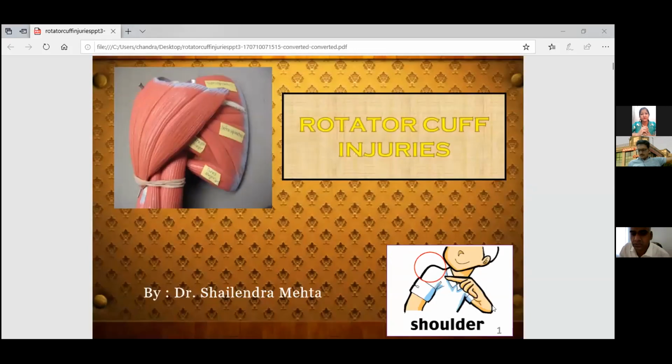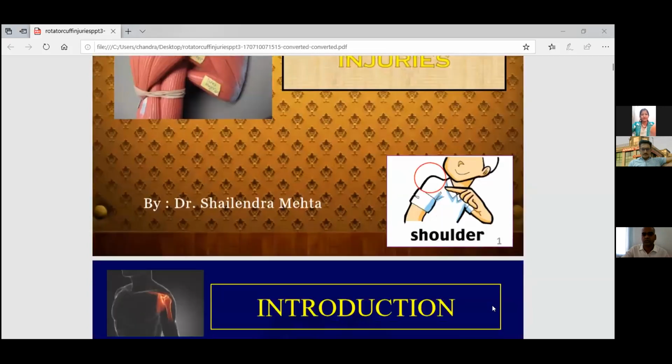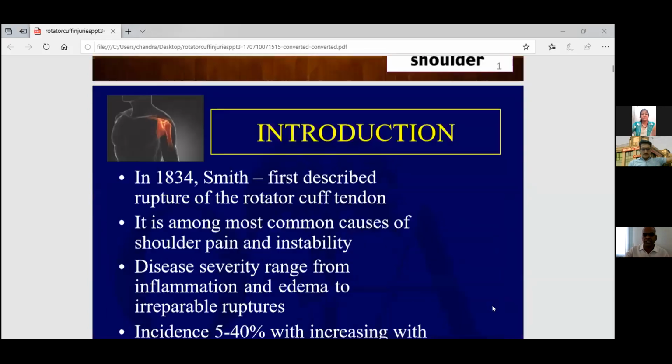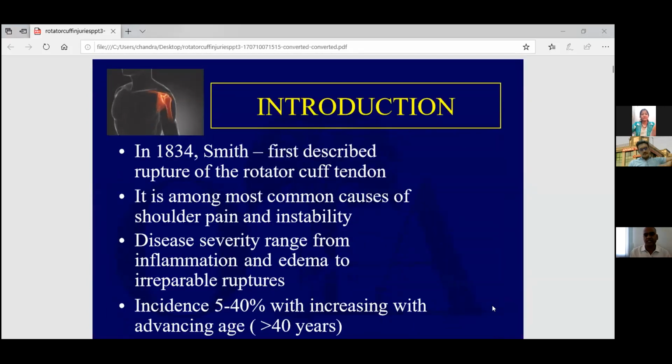Okay, so we'll discuss a little bit regarding the rotator cuff. As you all know about the rotator cuff and rotator cuff injuries, it was initially described in 1834 by Smith, so somewhere it is also called the Smith injury. It is among the most common causes of shoulder pain and instability in a lot of athletes, sportspersons and normal persons also.